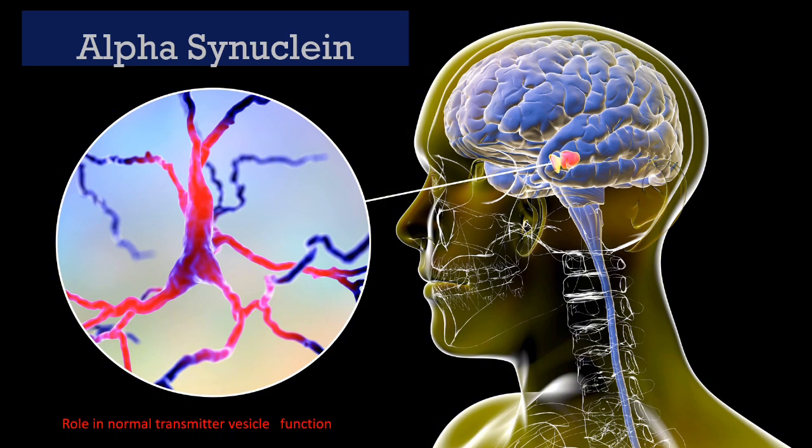4. Chaperone-like activity. Alpha-synuclein has been proposed to have chaperone-like functions, helping to prevent the aggregation of other proteins and maintaining protein homeostasis in neurons. However, it should be noted that the precise physiological functions of alpha-synuclein are not fully understood, and it is possible that it may have additional roles in the normal functioning of the nervous system.